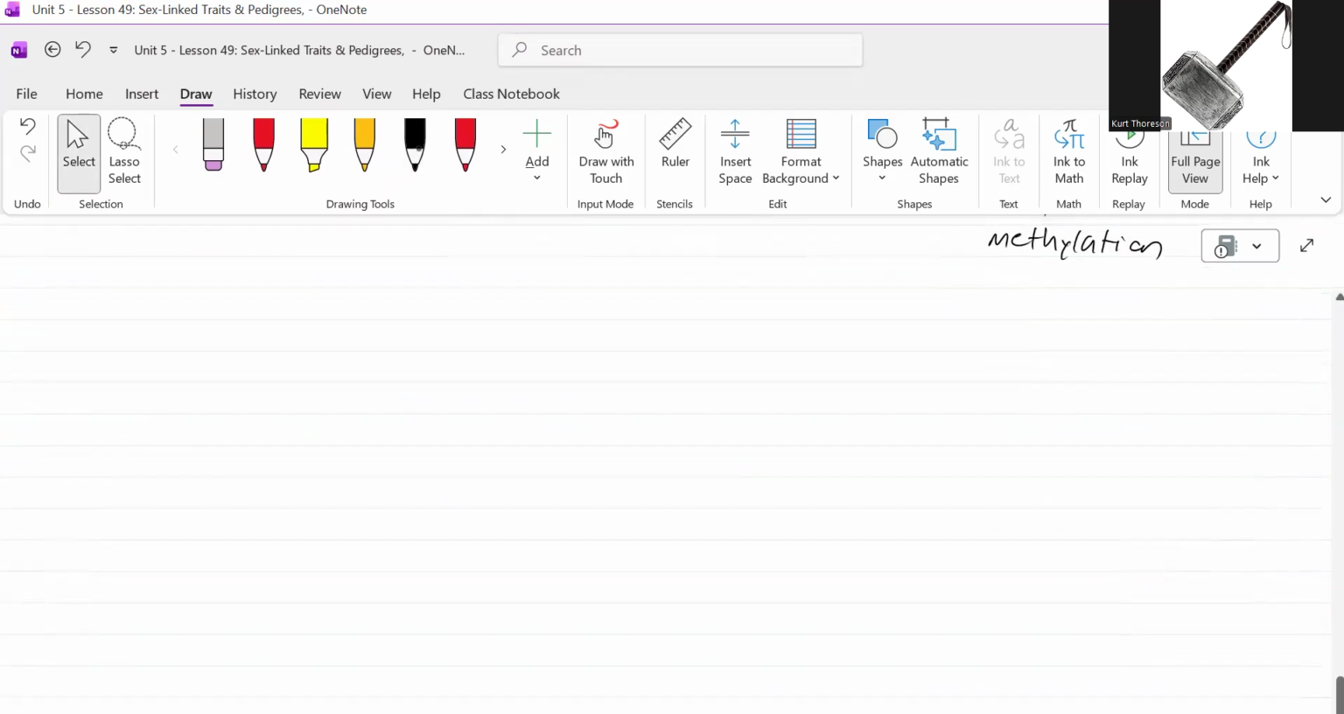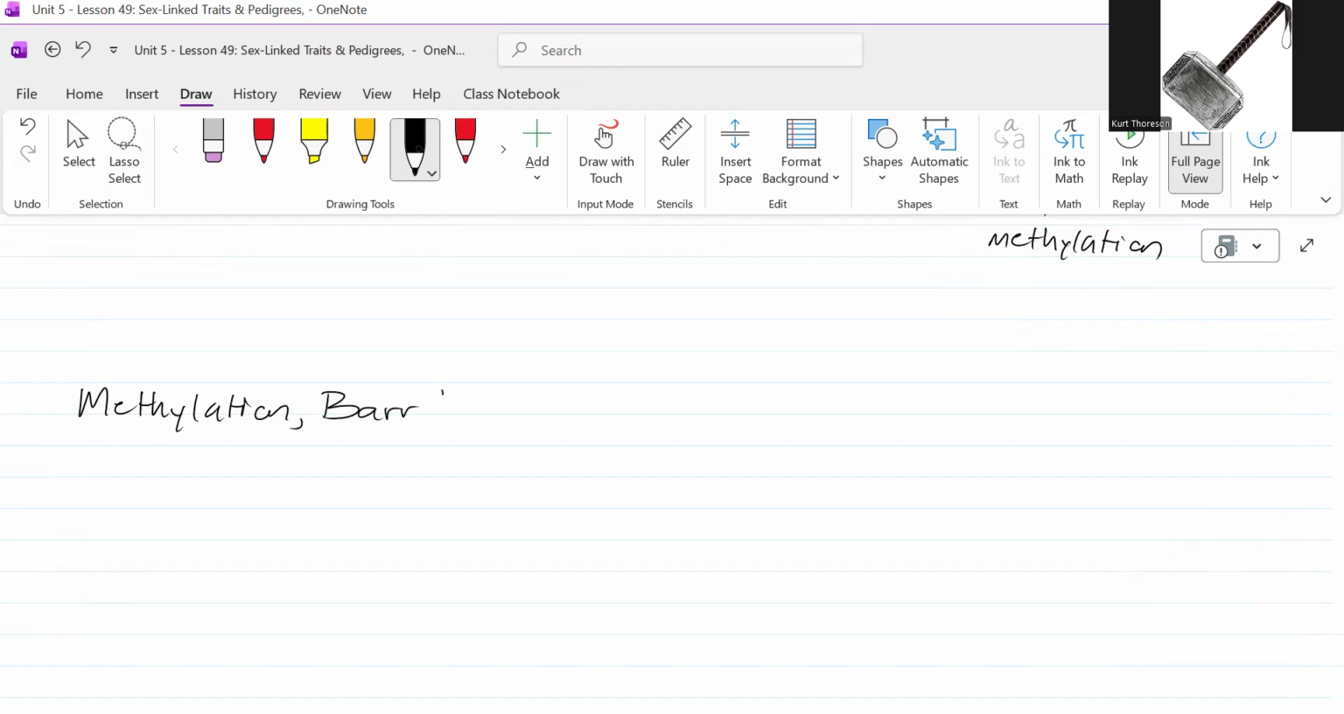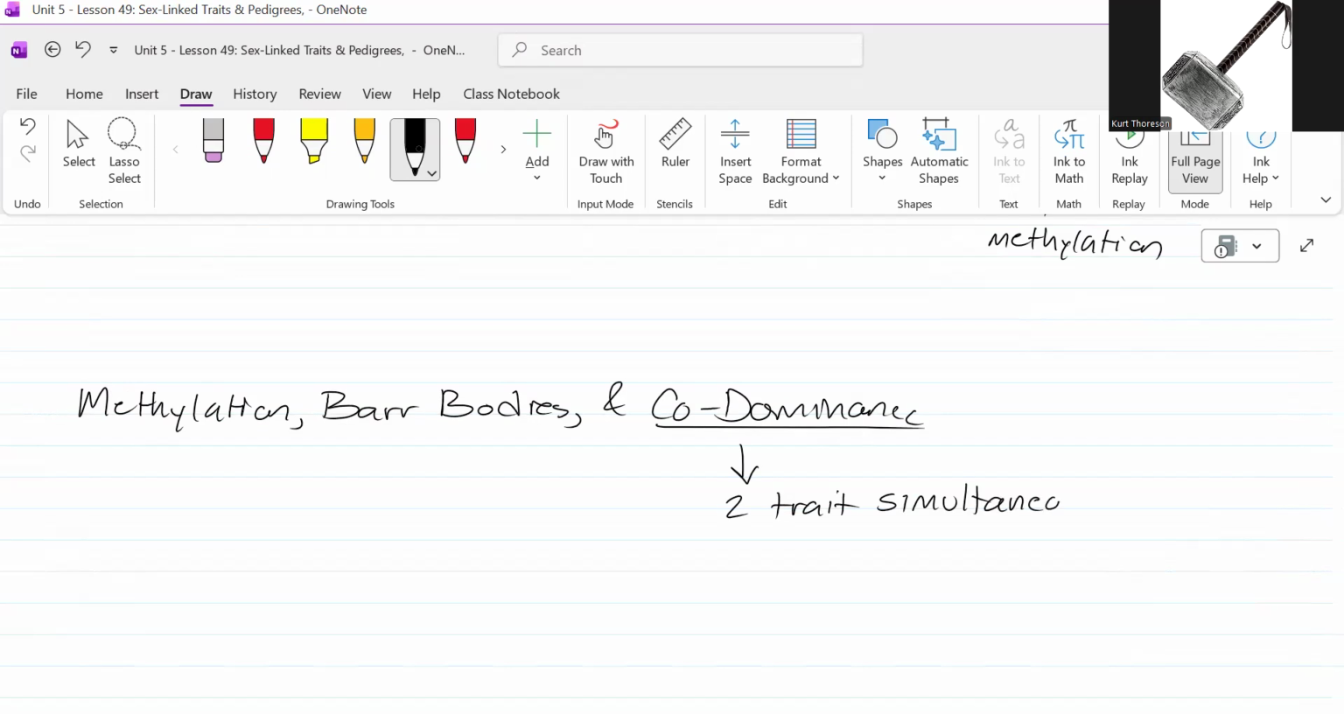Okay. And then the last thing that I need to get to here. Oops, I don't know why I just wrote calico. I got a little ahead of myself here. Is methylation, bar bodies, and codominance. Now, if you recall codominance, to jog your memory a little bit, two traits simultaneously expressed.